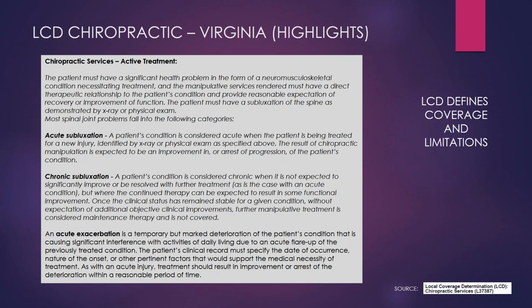Your LCD considers 3 instances in which Medicare would consider medical necessity for a chiropractic patient. An acute subluxation, which is considered acute when the patient is being treated for a new injury identified by x-ray or physical exam. The result of chiropractic manipulation is expected to be an improvement in or arrest of progression of the patient's condition. A chronic subluxation, and we've talked in prior webinars about documenting for chronic conditions and how challenging it can be. Your LCD says that a patient's condition is considered chronic when it is not expected to significantly improve or be resolved with further treatment, as is the case with an acute condition, but where continued therapy can be expected to result in some functional improvement.